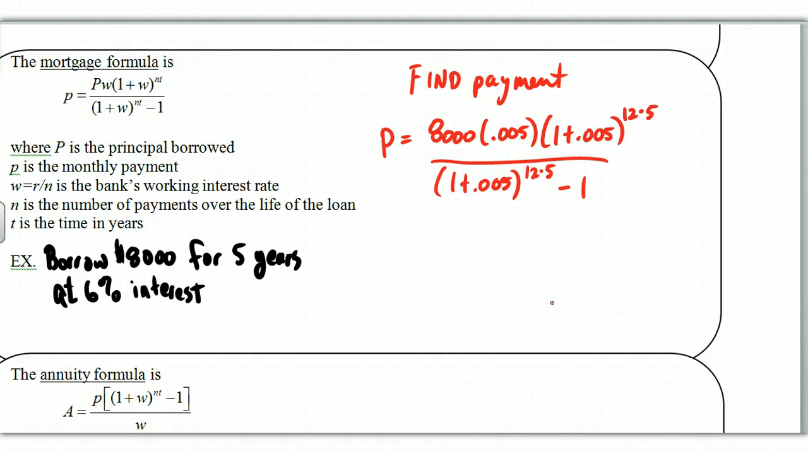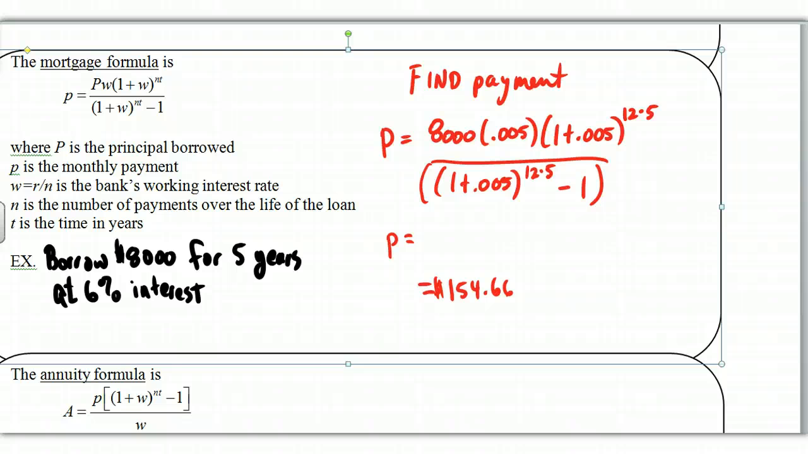Now, if you ever do this in your calculator, what you have to make sure that you do is put big parentheses around this because this is all in your denominator. Go ahead and try to figure out what that payment would be. Remember, this is little p using your calculator. So I'll pause here, you find it.